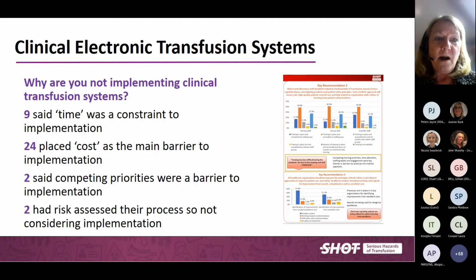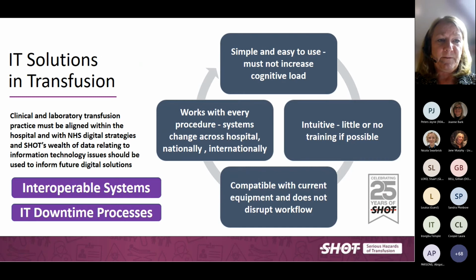And when we asked people, why aren't you doing this? They said, well, time was a constraint, as was cost. And we know these systems take a long time to implement properly. And we know that they do increase healthcare costs, even though they might save in other areas. And then other people said that there were competing priorities, and that was a barrier to implementation. And of course, some people said, well, we've looked at our systems and they work perfectly well, thank you very much, without these systems. And that's fair enough.